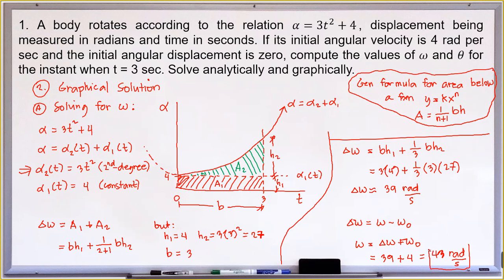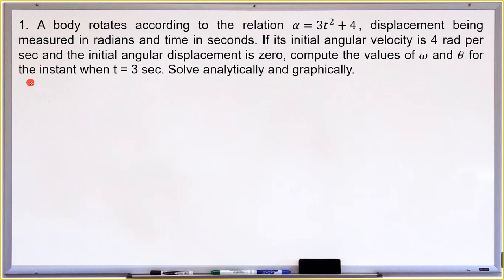Okay, so this is our angular velocity at t equals 3 seconds using the graphical solution. For the next slide, let's solve for theta. So again, this is still the graphical solution, but this time we're going to solve for theta.